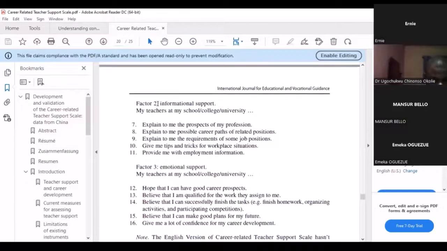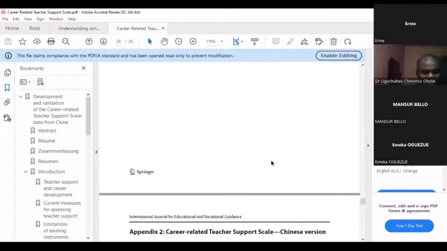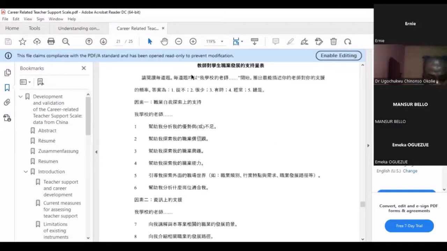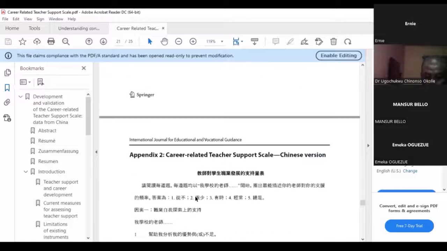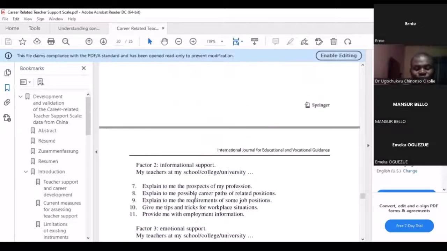You can see this one, informational support. This is it here. And so they also did it in their own local language, in their own Chinese language or thereabout. So I hope that answers the question so that we can move on.